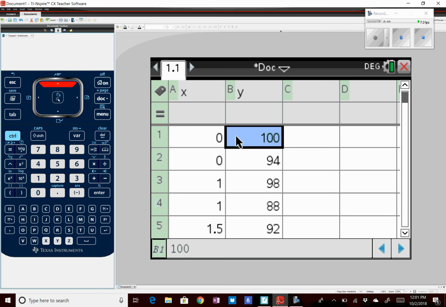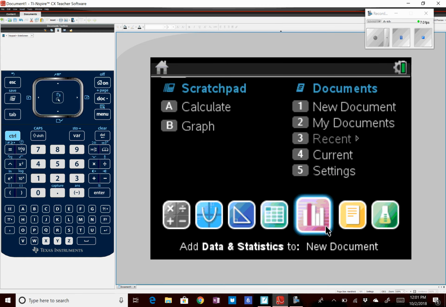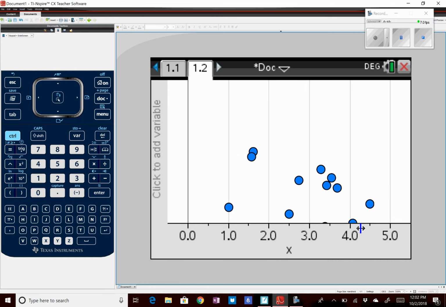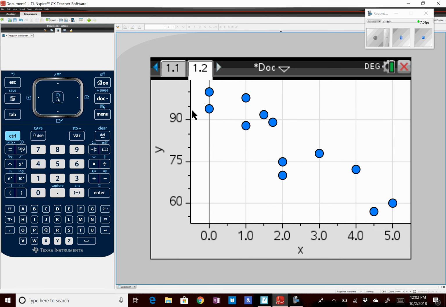So again, we're going to go back to the home screen. We're going to go to the data and statistics page, double click on that, and don't forget to add your variables for X and Y. And there you have your scatter plot. So now they want to know, how would you describe the correlation?